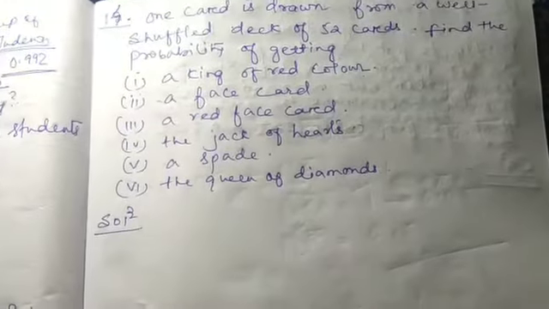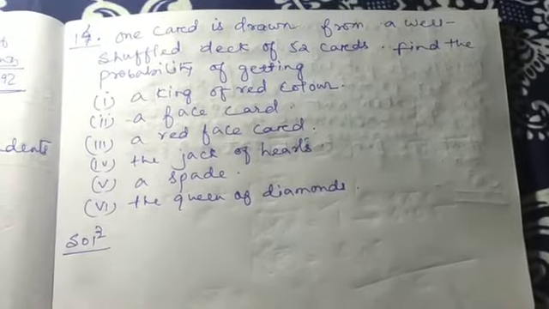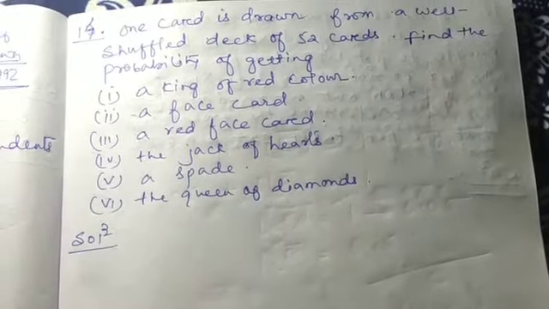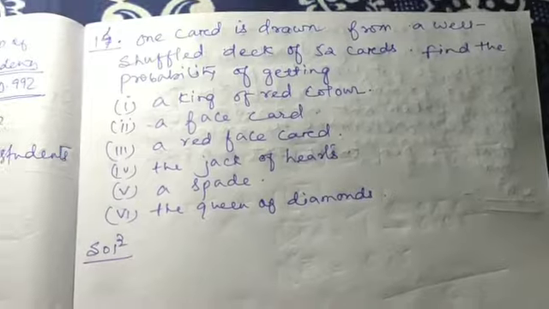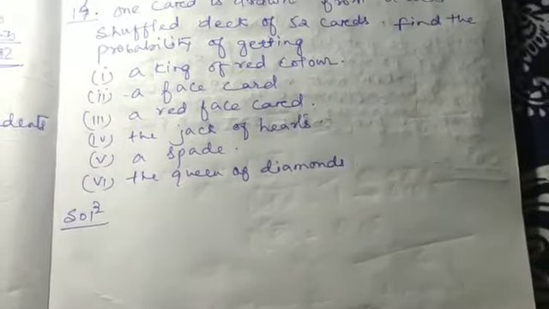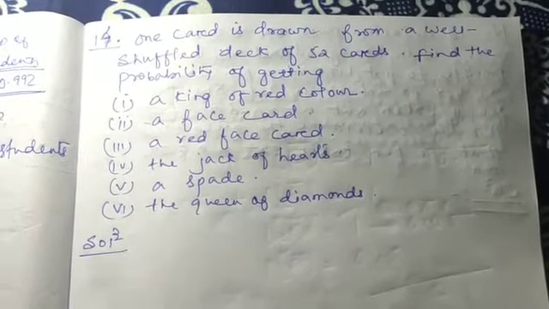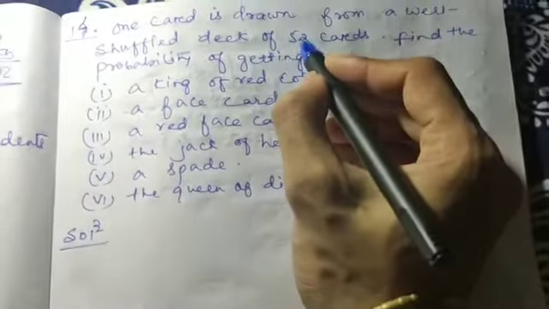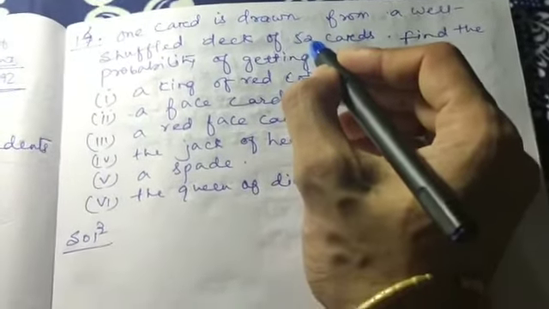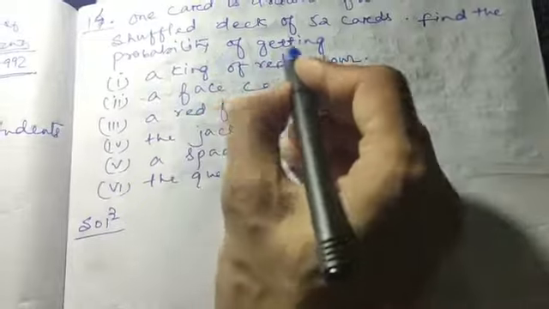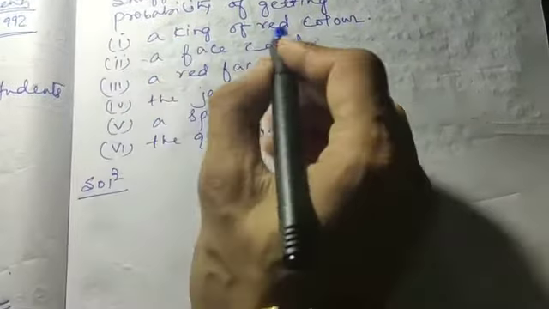So here, students, you see question number 14. 1 card is drawn from a well shuffled deck of 52 cards. A bunch of cards is called a deck of cards, that is having 52 cards. Find the probability of getting a king of red color.